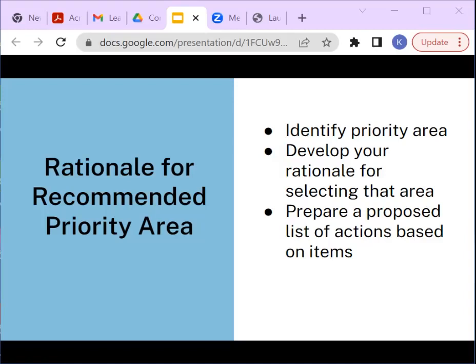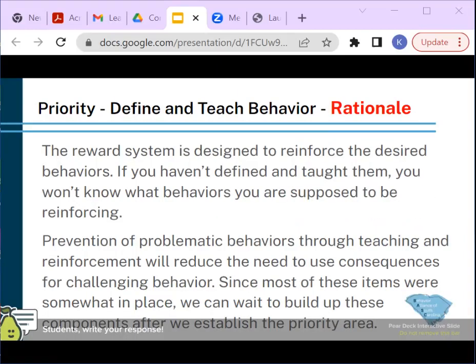And then coming up with a proposed set of actions. So some things that you would do to make change based on that priority and rationale. And again, these are going to be proposed changes. So these are what Ms. Herman came up with. This was her rationale for prioritizing the define and teach behavior section of the classroom behavior systems part of the CAT.